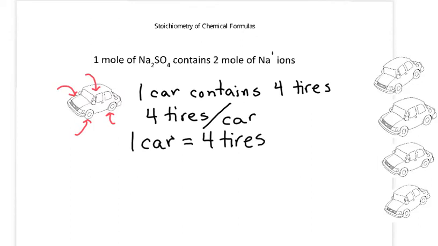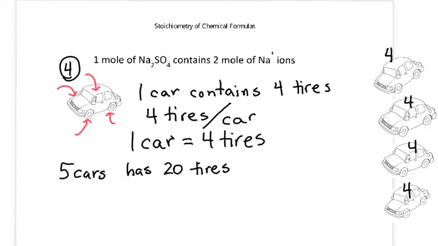So, how many tires does 5 cars have? Well, we've got 4 in the first. We've got another car over here that has another 4. 4, 4, 4. So we can count them all up. We can say that 5 cars has 20 tires.